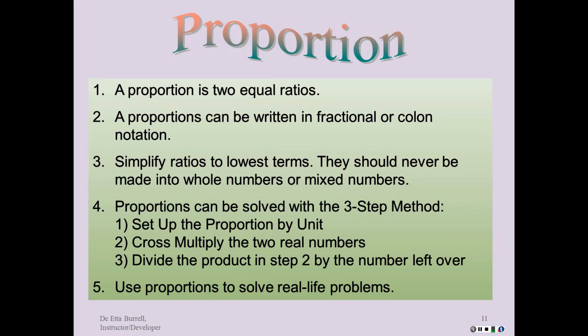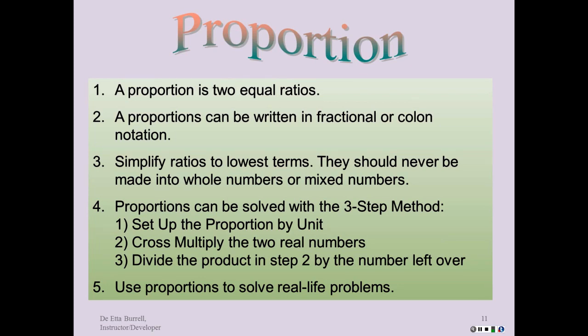One way to solve proportions is to use the three-step method of set it up, cross multiply, and divide. Remember, when you set up your proportion, you want to line up your units in the same row. On step 2, when you cross multiply, you want to cross multiply the two real numbers. And on step 3, you want to take the product from step 2 and divide it by the number left over in the proportion.